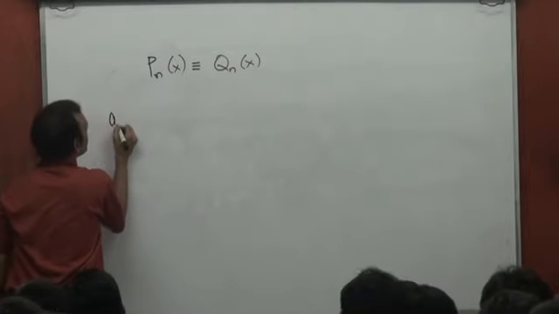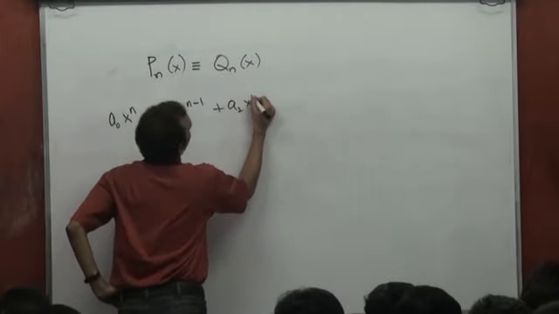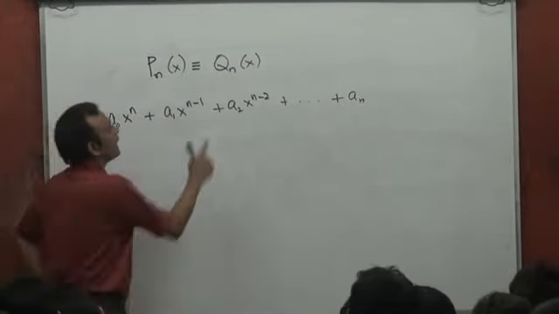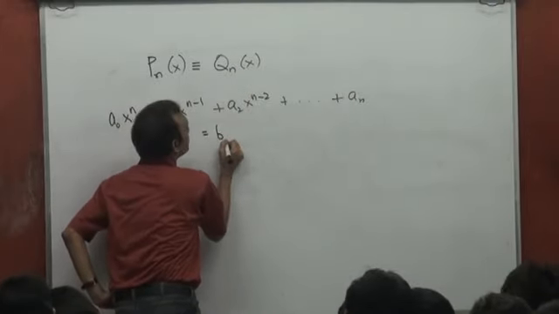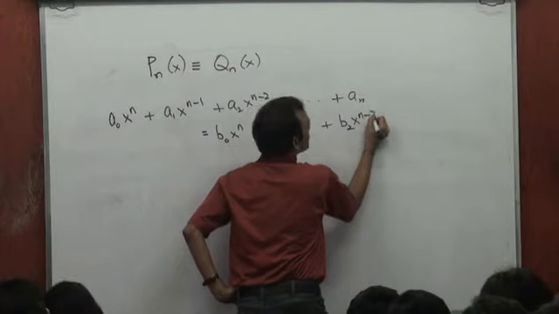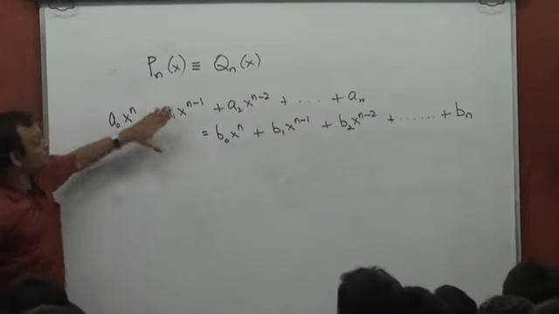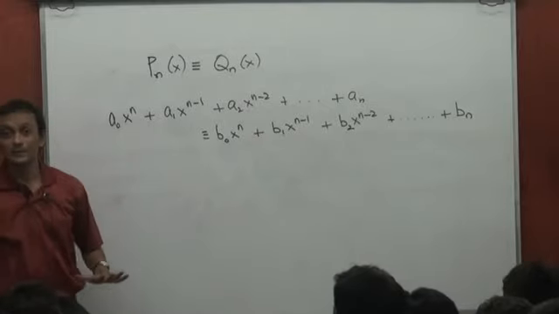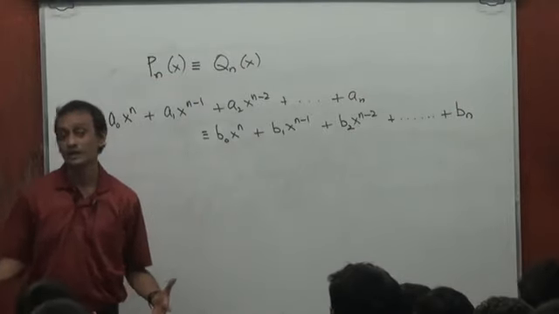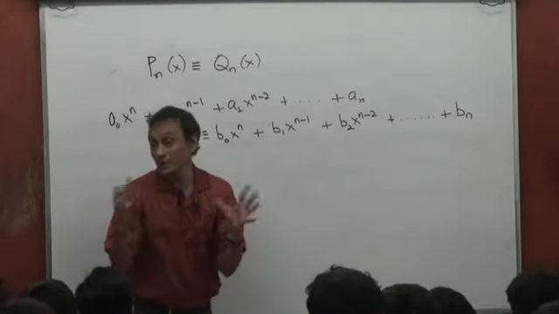Let's say Pn(x) is a0 x power n plus a1 x power n minus 1 plus a2 x power n minus 2 plus ... plus an. That's Pn(x). And the polynomial Qn(x) is b0 x power n plus b1 x power n minus 1 plus b2 x power n minus 2 plus ... plus bn. And if these polynomials are identical, it means the value that this assumes is the value that this assumes for the same value of x. That's when they are said to be identical polynomials. Which means this minus this would be 0, that means 0 for all values of x.